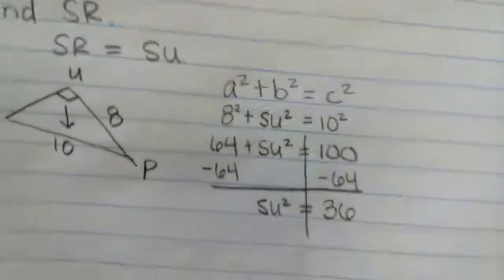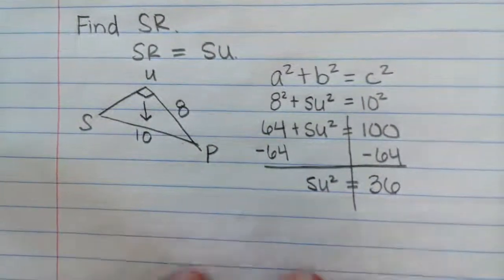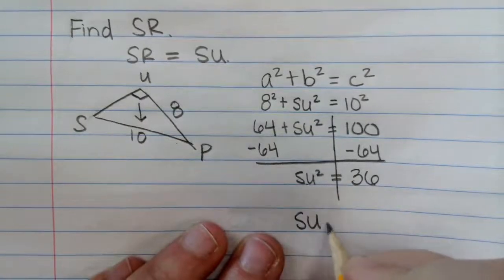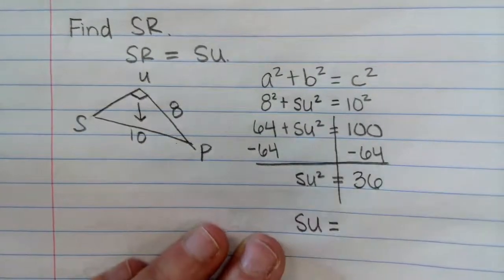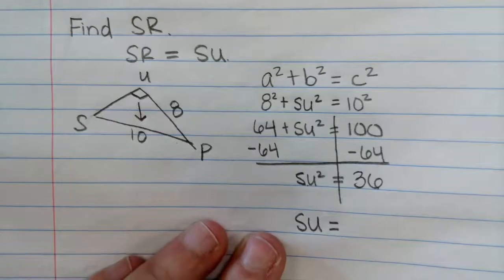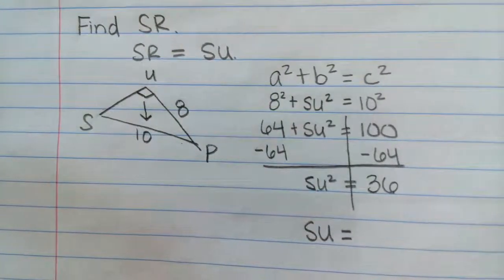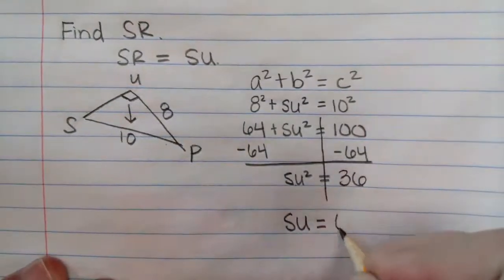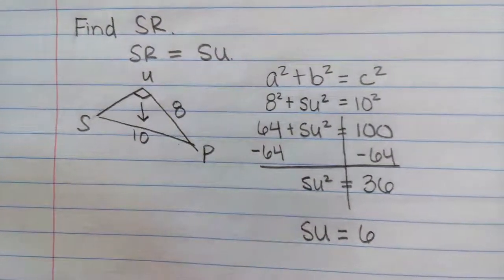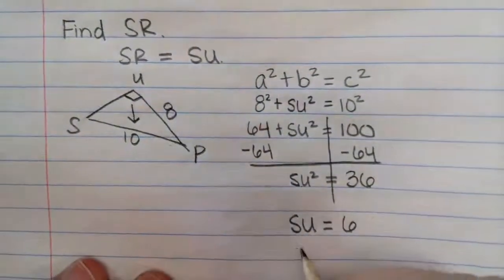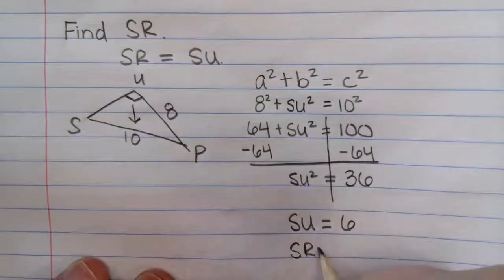So I want to think of a number that times itself, a number squared, that is going to give me 36. What times itself is 36? You got it, Johan. Give me 1 second, though. 6 times 6, yep. Wanted to give people a little bit more time. So if SU is 6, what is SR? 6, because they're the same.